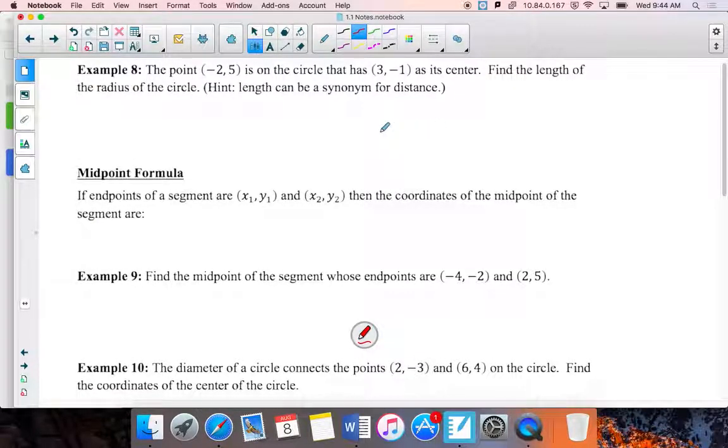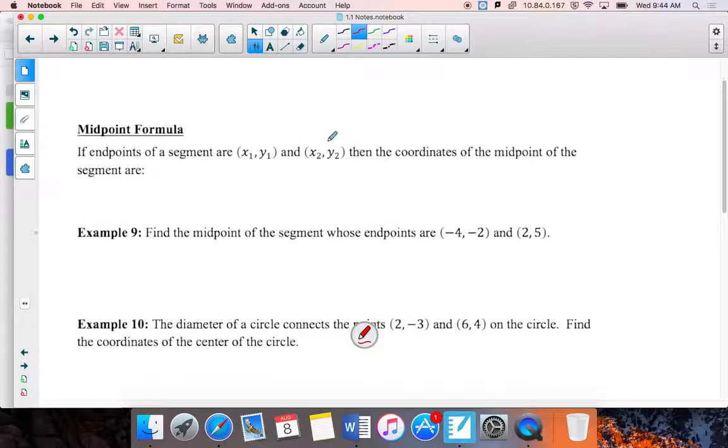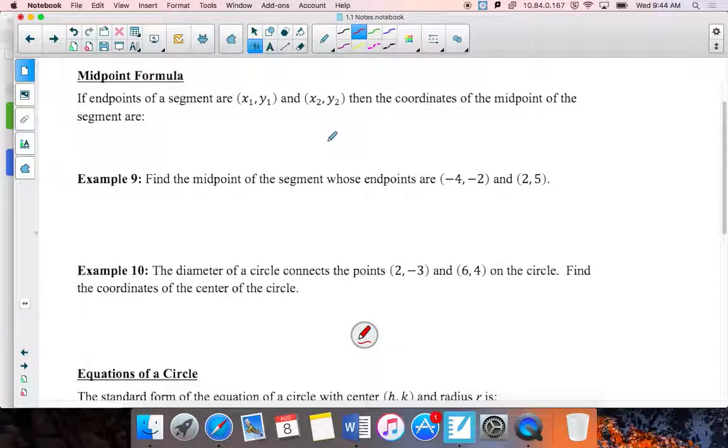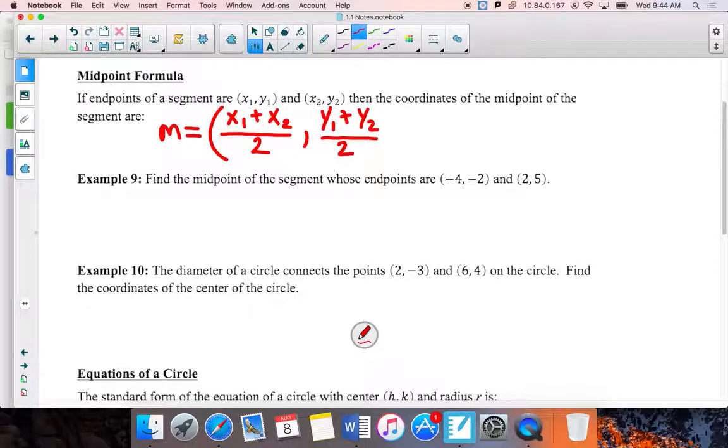Okay, so we're going to do 8 together as well. And then the midpoint formula. The midpoint between 2 points, you just average the 2 pieces. So the midpoint will still be an ordered pair. And we're going to take the x's, add them, divide by 2, just finding the average. We want to find the middle. Do the same thing with the y values. And like I said, your answer should still be an ordered pair.